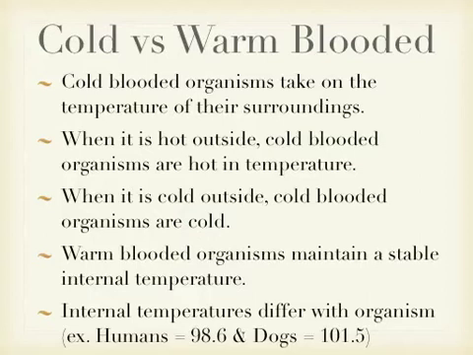Warm-blooded organisms are able to maintain a stable internal temperature. That means when it's 0 degrees outside, you are able to maintain a temperature of about 98.6 degrees. If it's 100 degrees outside, you are still going to maintain a temperature of about 98.6 degrees. One thing to note is that internal temperatures can differ with organisms. Humans might have an internal temperature of 98.6 degrees, while dogs have a normal internal temperature of 101.5 degrees.